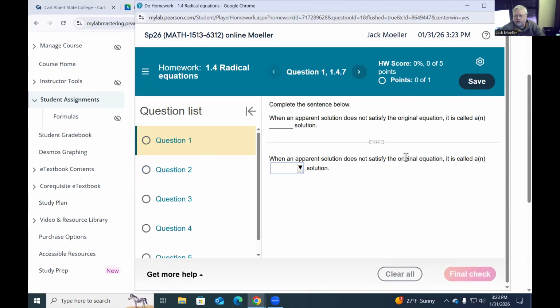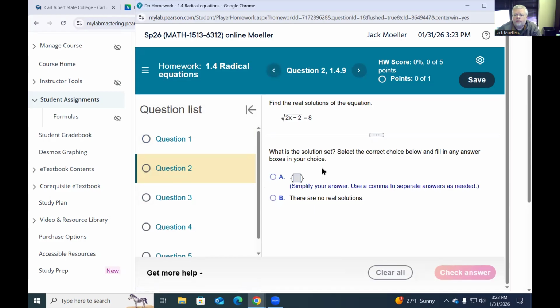So if an apparent solution does not satisfy the original equation, it is called, it's not incorrect, that might be the English version, extraneous. So if you're doing all the math correctly and you get an answer, but when you check it, it doesn't work, the math term for that is extraneous solution. People not watching the video are probably going to have to dig into the textbook and figure that out.